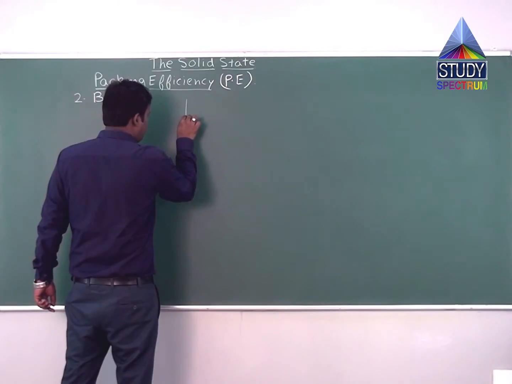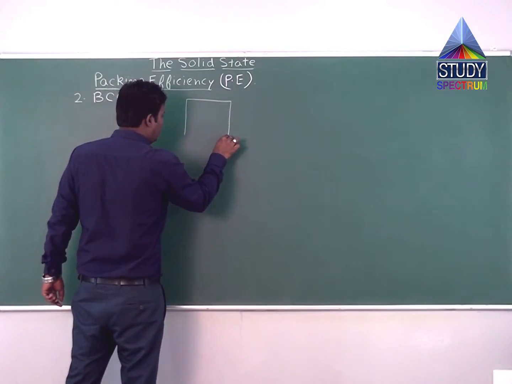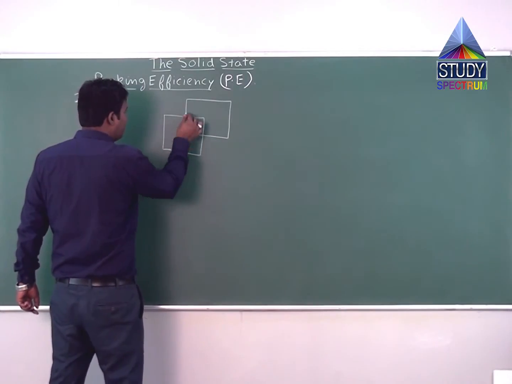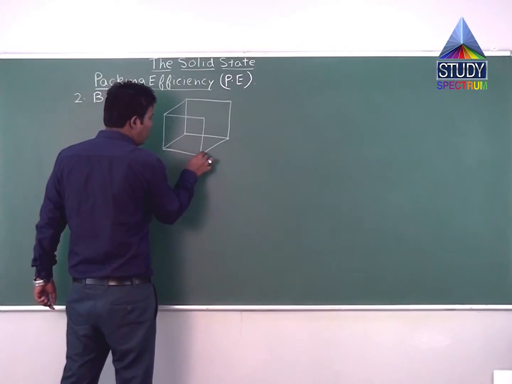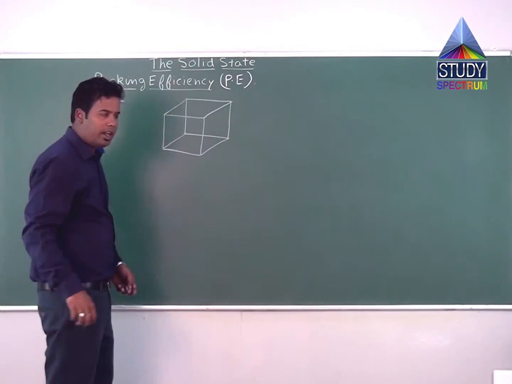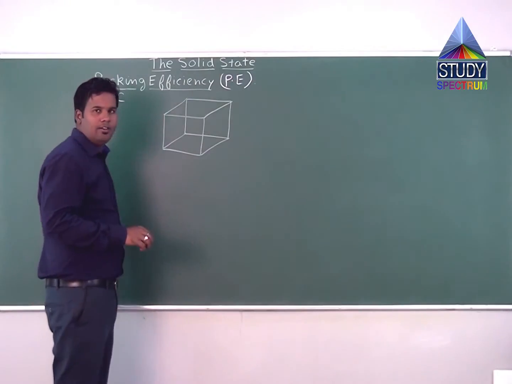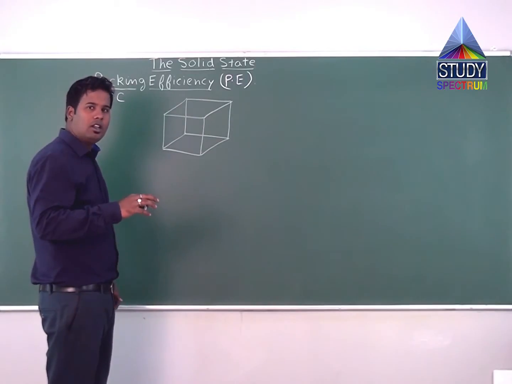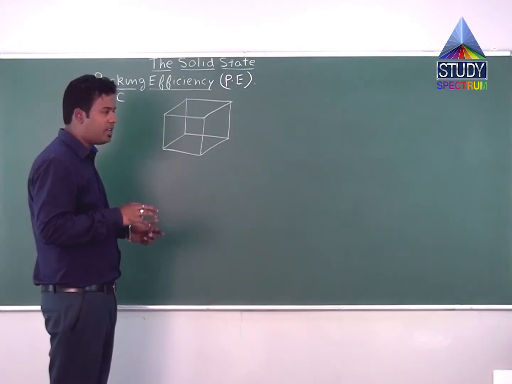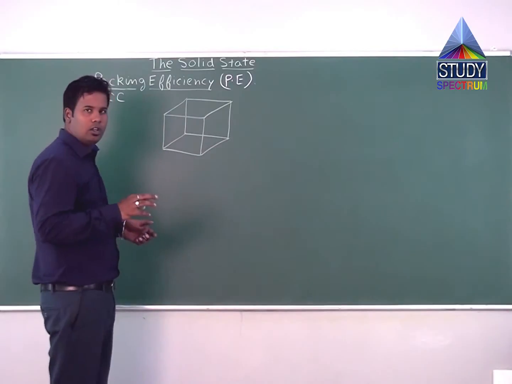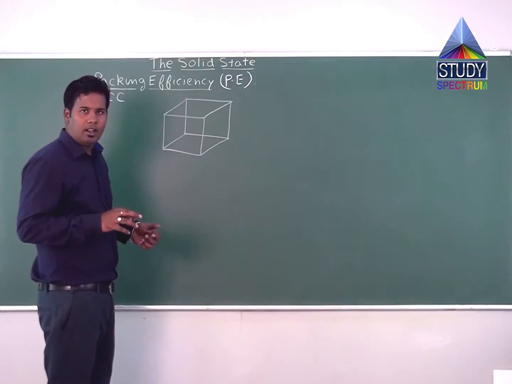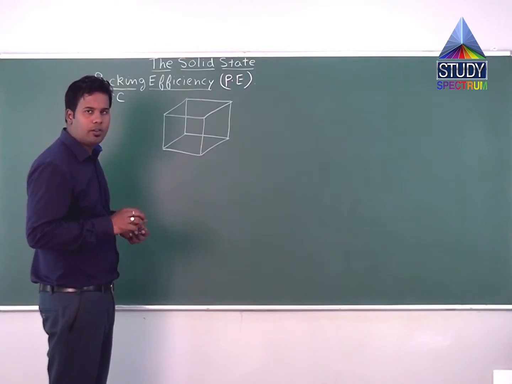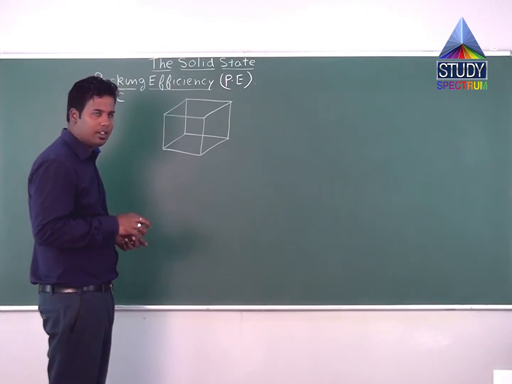Suppose this is the unit cell, in the shape of a cube, right? Now since we have atoms or spheres present at all the corners along with a constituent atom present at the center of the body, let us choose the body diagonal and two opposite corners of this cube for the sake of convenience of calculation of packing efficiency of BCC.